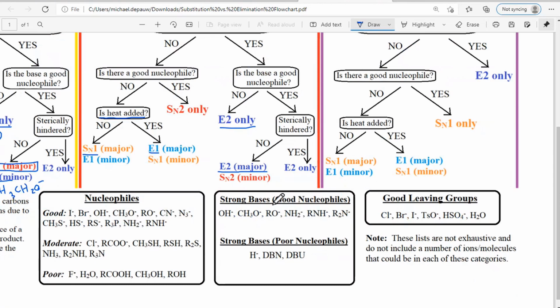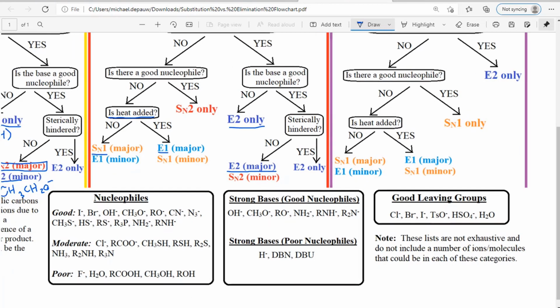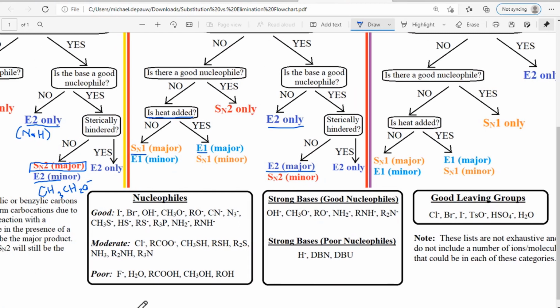No. There is a list of good nucleophiles and strong bases here. You do want to be familiar with those. You do also want to be familiar with good leaving groups. So this definitely will help. But unless your professor gives you a note card to write all sorts of notes on, it's not going to be super helpful unless you have most of this committed to your mind.